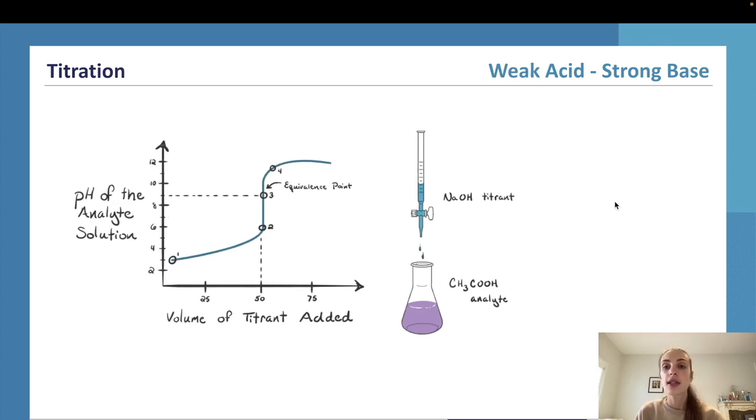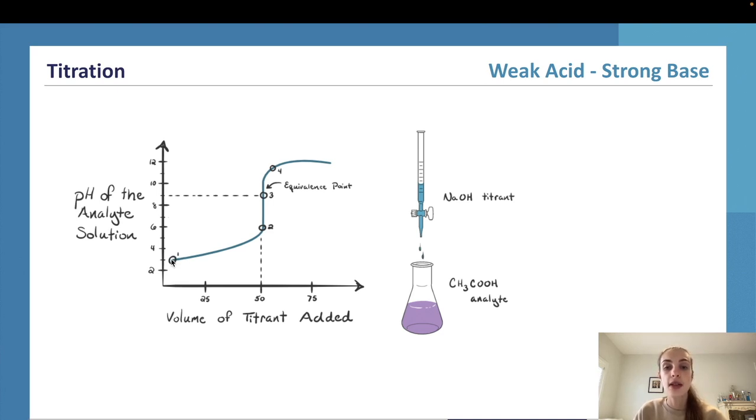We can now contrast this with a weak acid, strong base titration, where we've got a weak acid such as acetic acid as the analyte, whereas we've still got sodium hydroxide as our strong base for the titrant. So we can see that we initially start off with a fairly low pH, but not as low as previously.